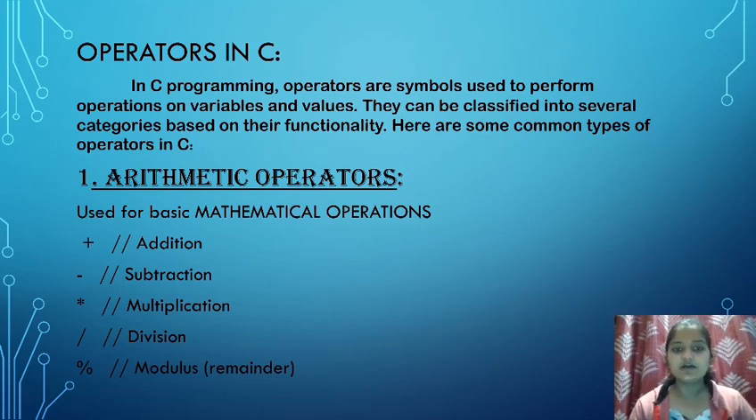And the next topic is operators in C. In C programming, operators are symbols used to perform operations on variables and values. They can be classified into several categories based on their functionality. Here are some common types of operators in C. First one is arithmetic operators, used for basic mathematical operations. The examples are addition, subtraction, multiplication, division, and modulus, that is remainder.